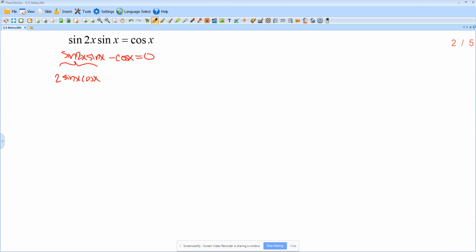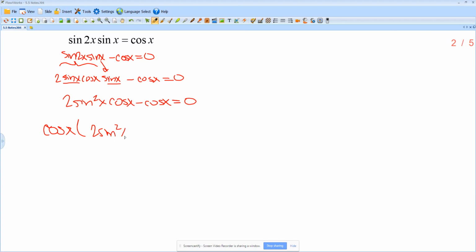Now that is just me rewriting the sine of 2x. So I still have another sine x from here, minus cosine x equaling 0. And then to clean this part up, now I can multiply the two sines because they have the same argument. When I multiply those, I get sine squared x. 2 sine squared x cosine x minus cosine x equaling 0. Looking at this, I see that there are two terms and cosine can be factored out of both. So I'm left with cosine x times 2 sine squared x minus 1 equaling 0.